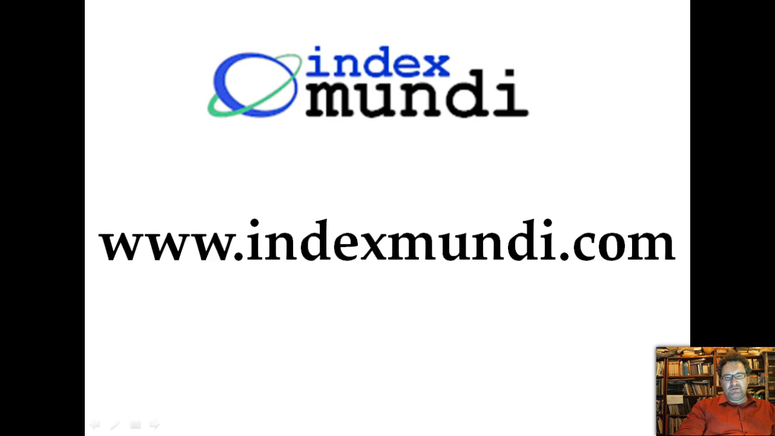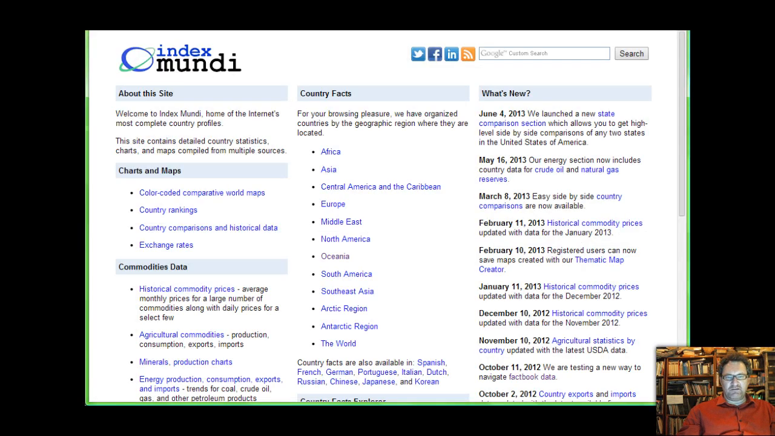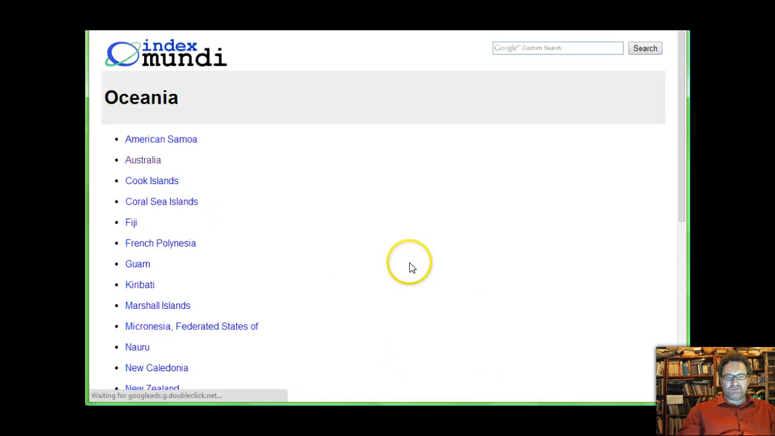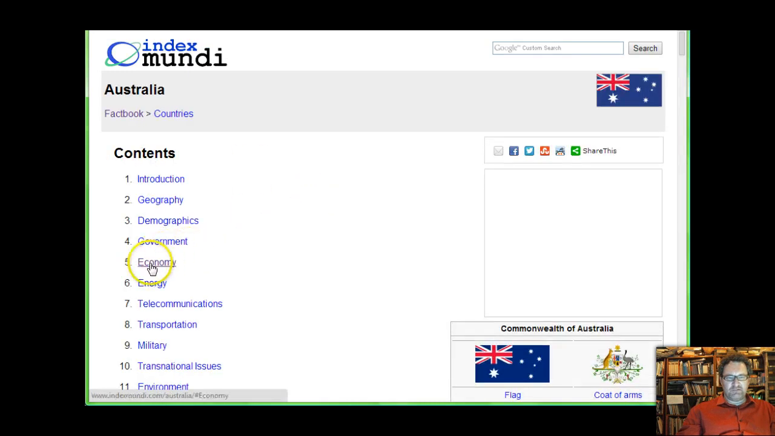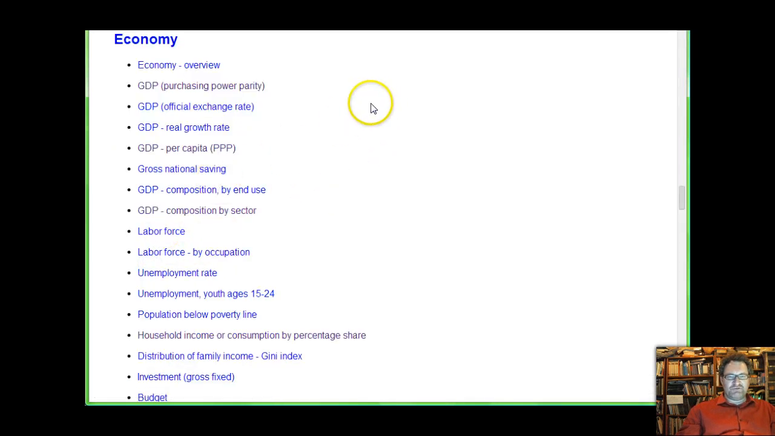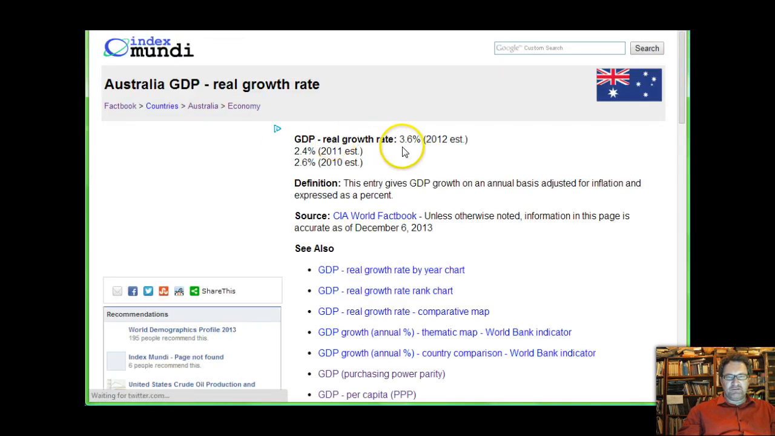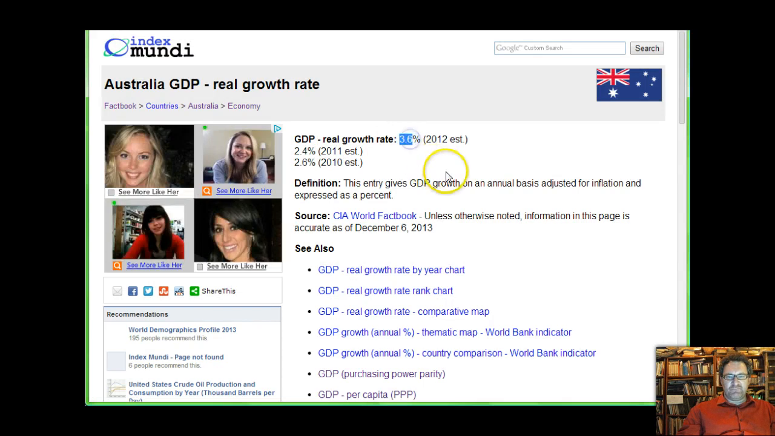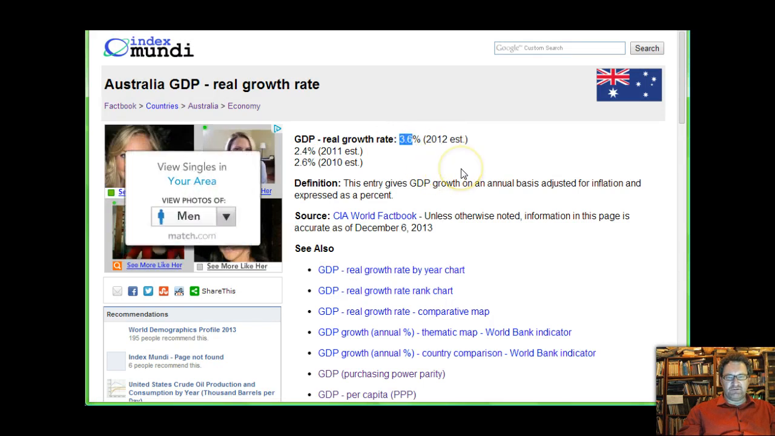Let's go to indexmundi.com and see if we can find some real GDP growth rate data. Here we are again at Index Mundi. Go to Oceania, Australia, Economy, and we're looking for GDP growth rate. GDP real growth rate, there we go, easy. Alright, estimated to be 3.6% for 2012.